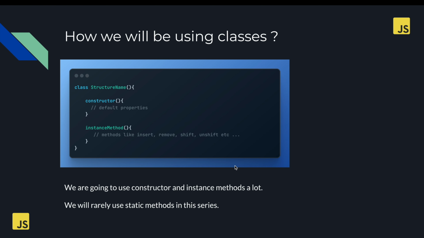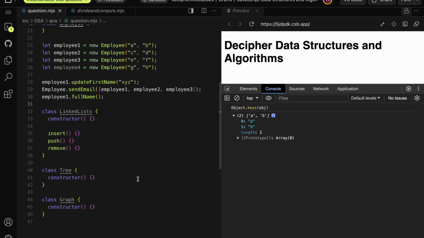Alright, so I think now we have enough idea about how classes work in JavaScript, right? And now we should be able to create our data structures using the class syntax. So one last time, let's see how we will be using the classes. So here is a boilerplate, you can say. We will be using the class keyword and then the structure name that can be linked list, tree, graph, etc. We will be having a constructor method that will help us in initializing properties, and then we will be having an instance method which will help us in inserting, removing, shifting or unshifting the data in our data structure. That's what we discussed here, right?